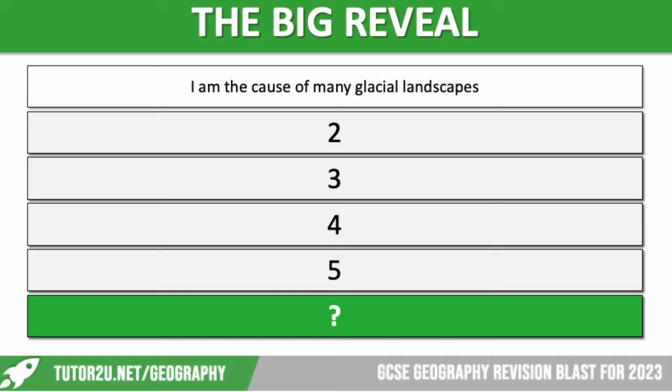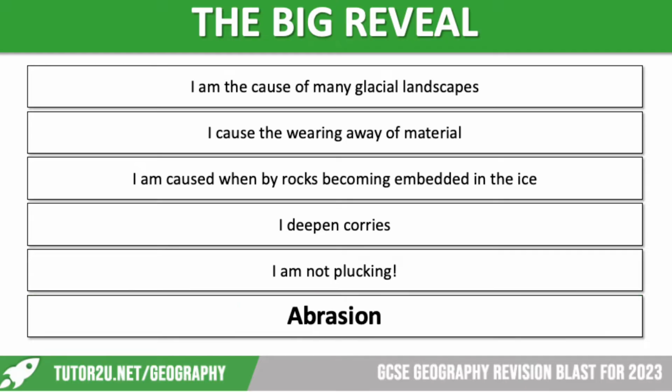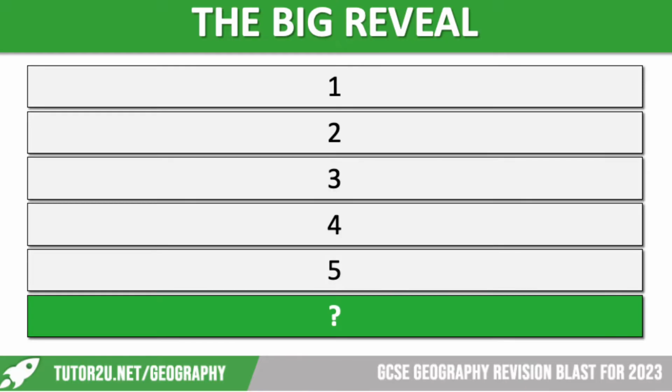Number 1, I'm the cause of many glacial landscapes. Number 2, I cause the wearing away of material. Number 3, I'm caused by rocks becoming embedded in the ice. Number 4, I deepen corries. And number 5, I'm not plucking. So it must be abrasion. And we've got one more.